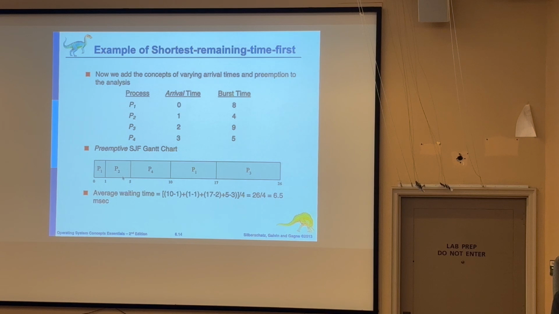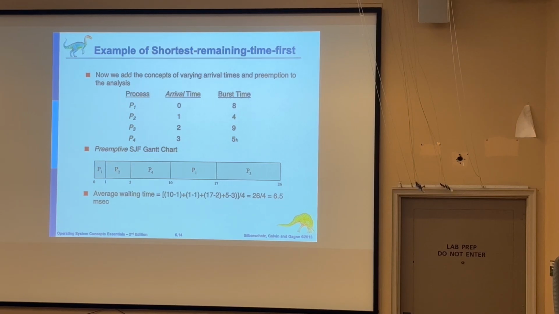At time 3, P4 arrives, and that's when it makes another scheduling decision. It says that P2 is still the one that has the shortest remaining time, so it will continue executing P2 until it finishes. When it finishes, that's when it looks at the remaining processes again and sees which one has the shortest remaining time, and it picks P4 because it has the shortest remaining time, 5. So this is how shortest remaining time first works.